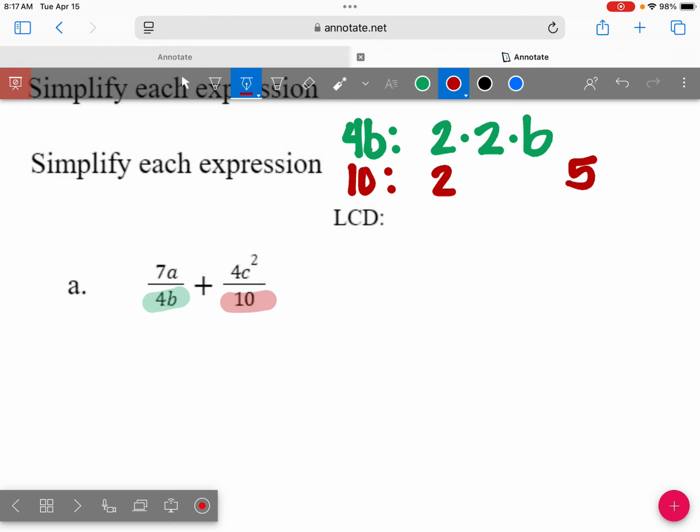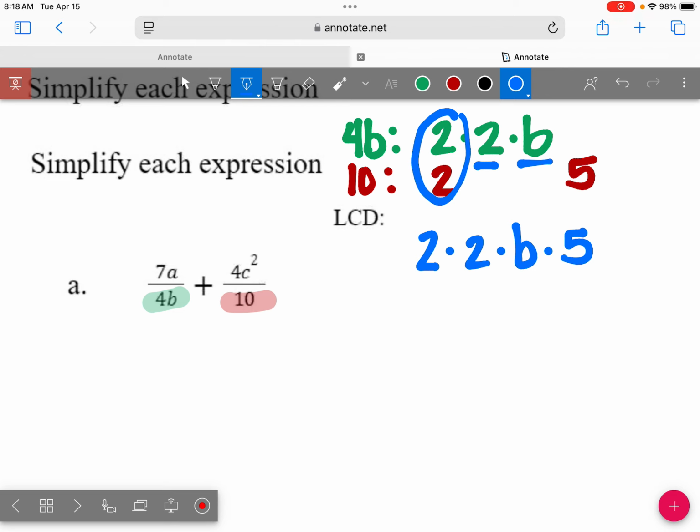And I'm not lighting up the 5 because you only line up terms that are the same. So I can put the 2 here, but the 5 is something different that I don't have. So when I'm creating my LCD, it has to have every single term that you see listed above. So they both have a 2. So we are going to include a 2. And then we need to include another 2 and another b. And then the one thing that the 10 had that the 4b didn't have was a 5.